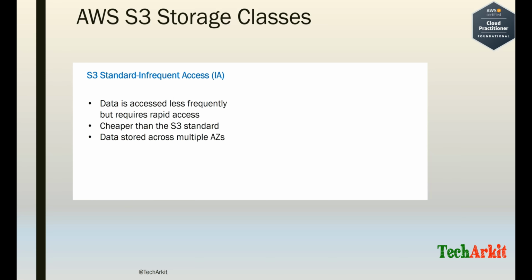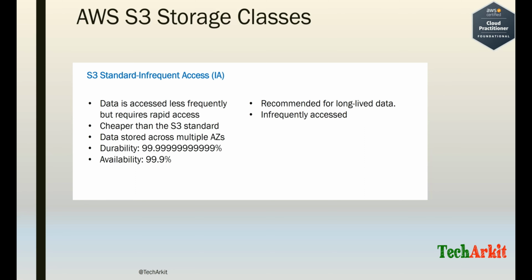The data is stored across multiple availability zones, so the durability is again 11 nines and availability is 99.9%. When is the standard infrequent access class recommended? It is recommended for long-lived data, so you just store it and keep it for a long time, and infrequently accessed, this data is not frequently accessed. You may forget it for 3 months or 6 months, and then access it whenever you want. That's the type of recommendation for this storage type.